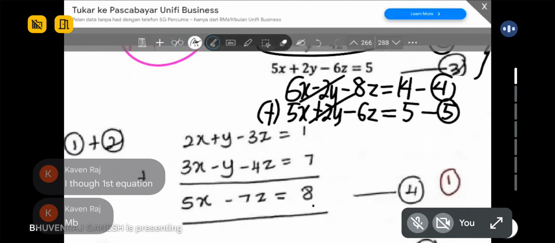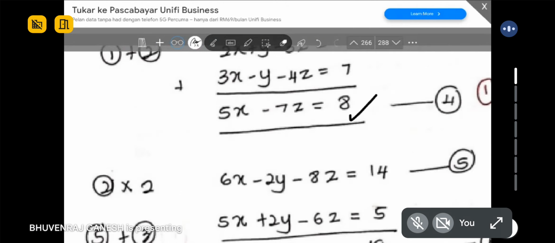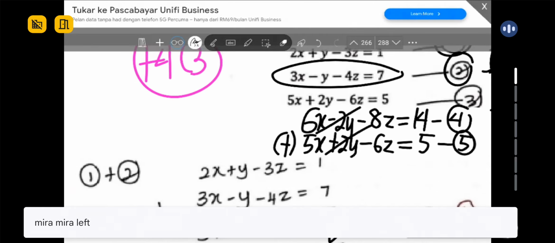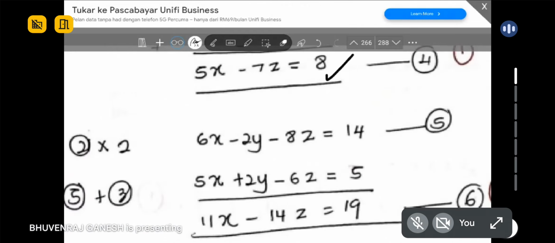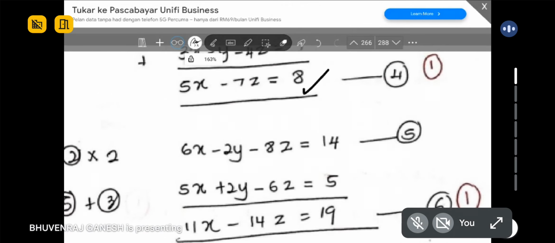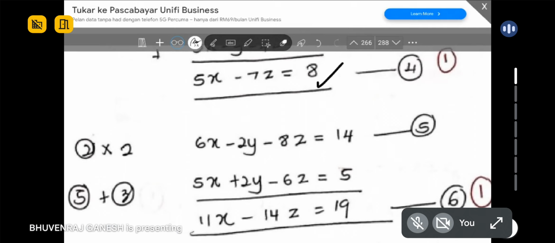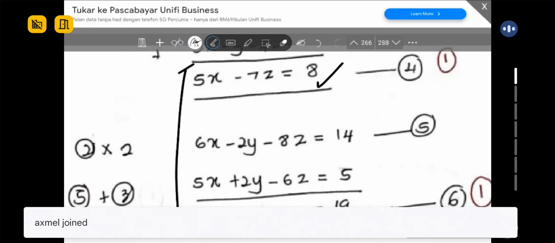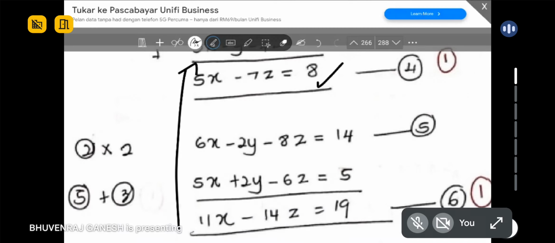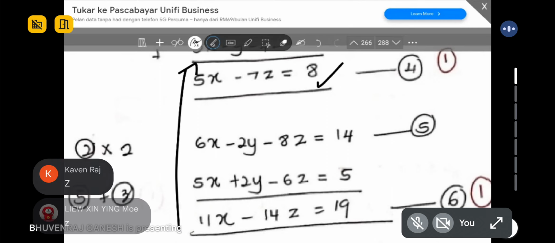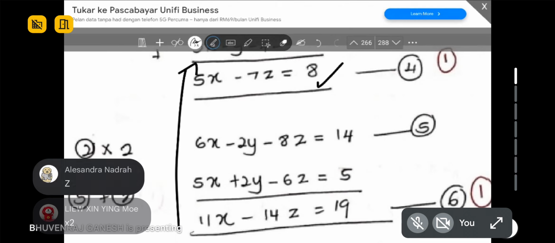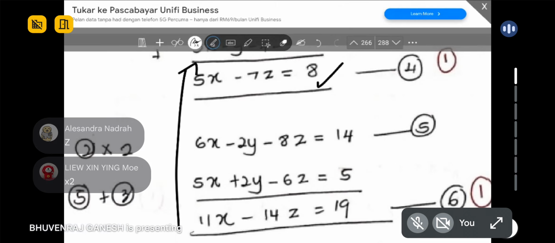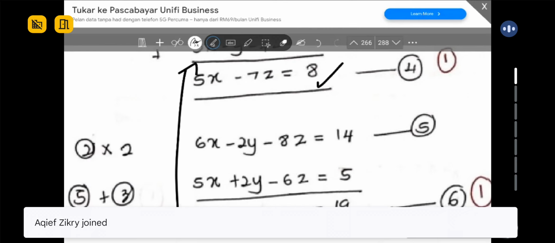So you guys see, this is your first equation. And then you take equation 2 times 2, 2 kali 2. So you get this. And then you take 5 plus 3, 5 tambah 3. So this is your second equation, guys. Persamaan kedua. Okay, so guys, if you focus here, these two equations, what can I eliminate here, guys? Can you tell me? Apa yang saya boleh hapuskan kat sini? X or Z? Which one should I eliminate? Yeah. So how to eliminate Z, guys? What is the step? Apa langkah dia? Okay, which equation times 2? 4 or 6? 4 atau 6 kali 2?